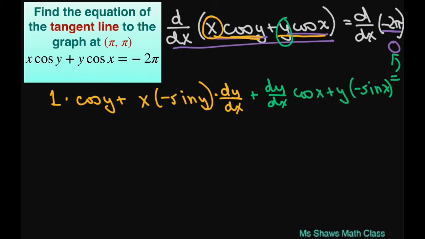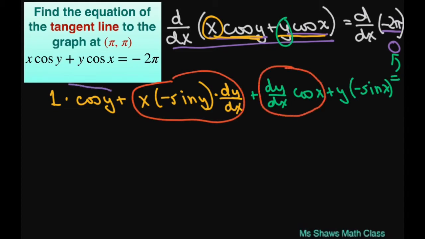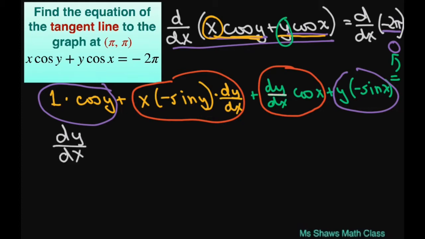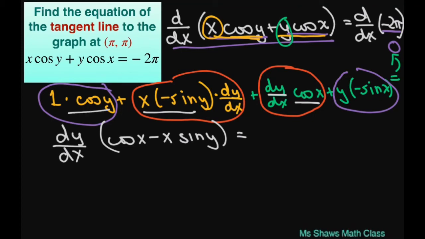Now the next step I'm going to do is group my dy dx's together, and I'm going to group these two together and write them on the right hand side. So on the left hand side, I'm going to have the derivative of y with respect to x. I'm factoring out the derivative of y with respect to x, and that's going to give me, I'll write this one first, cosine x, and this piece here is going to be minus x sine of y. And I'm going to move these two to the other side, and that's going to be y sine of x, because we're going to add it to both sides, and then minus cosine of y.